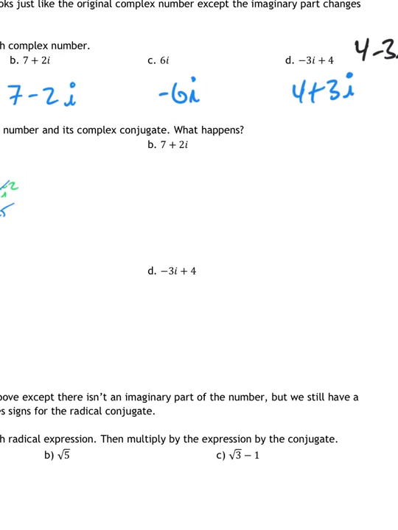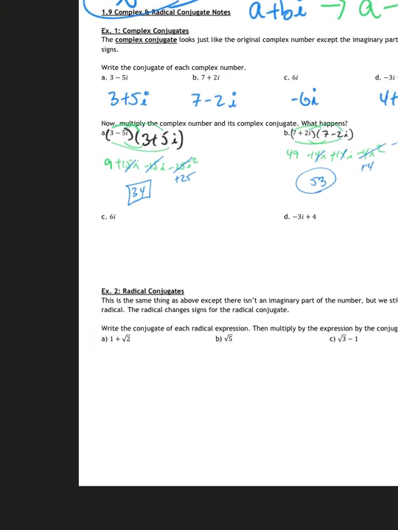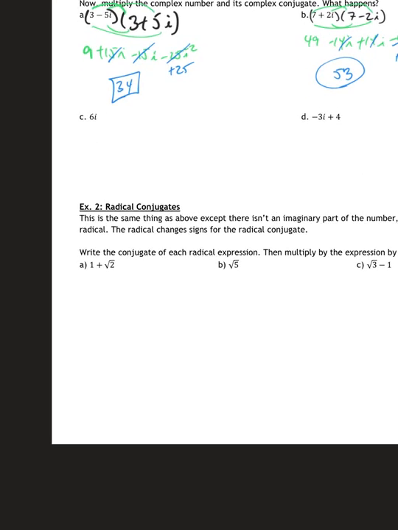Let's look at B. So I have 7 plus 2i. I'm going to multiply that by the conjugate, which is 7 minus 2i. When I FOIL it, you get 49 minus 14i plus 14i minus 4i squared. Those cancel. That becomes a positive 4 because you've got -4 times -1. And then 49 plus 4 is 53. Let's look at C. You should start to see an emerging pattern. So minus 6i times 6i gives -36i squared. But remember, i squared is equal to -1. So -36 times -1 is positive 36.